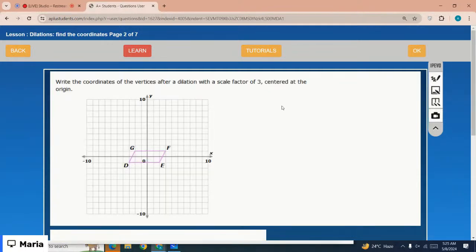Write the coordinates of the vertices after a dilation with a scale factor of 3 centered at the origin. So which is the correct option?